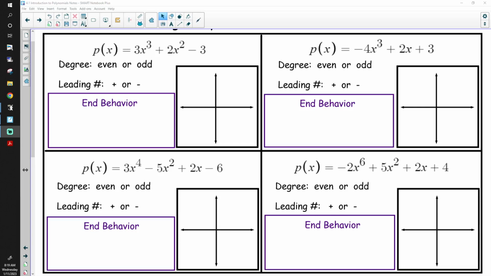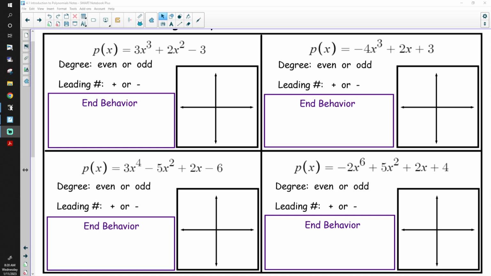Today we are going over end behavior, and it's exactly what it sounds like. You need to be able to look at a polynomial and be able to describe what each end of the graph is doing. So the goal is to be able to look at a polynomial and tell me what this graph does on the left side, what it does on the right side.